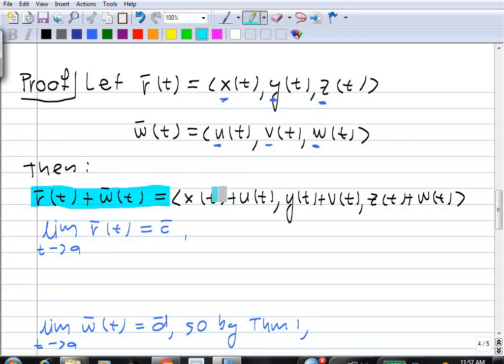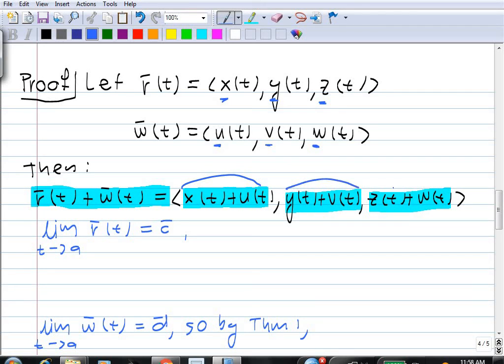Well, we're just adding vectors, so we're adding component-wise: x plus u of t, y plus v of t, z of t plus w of t. So these are the components of our vector function r plus w. Okay. Now what do we know?